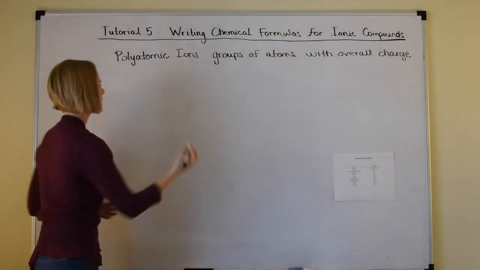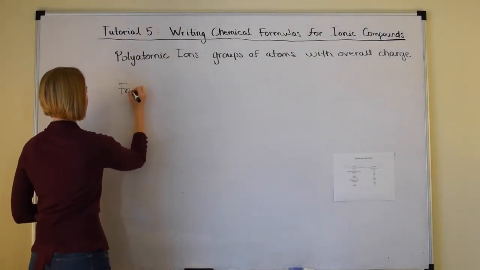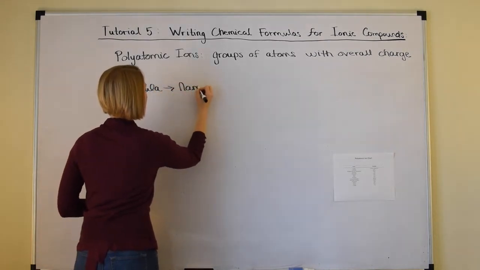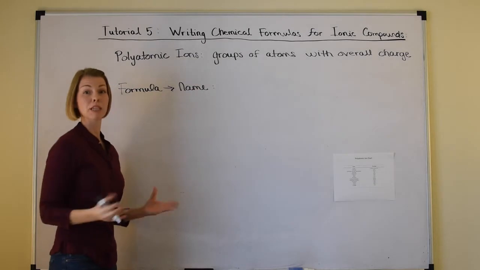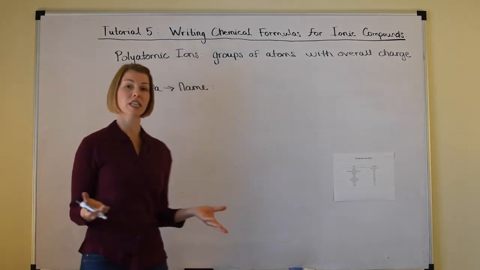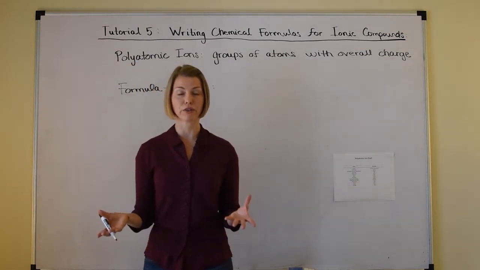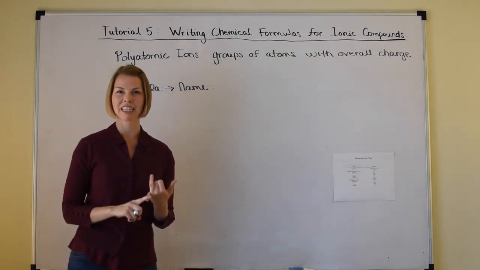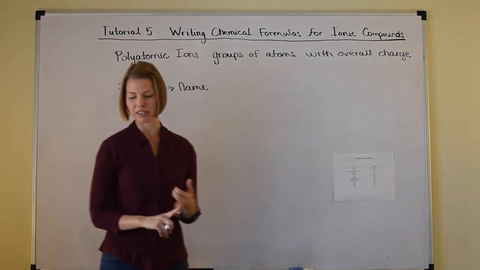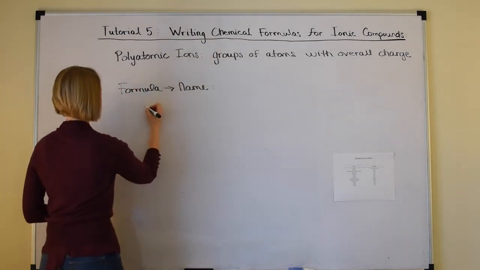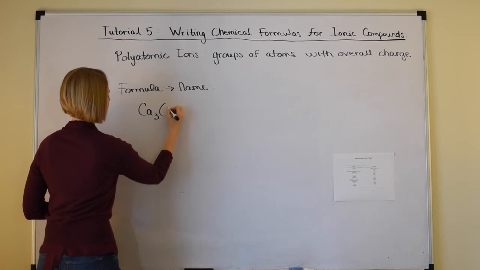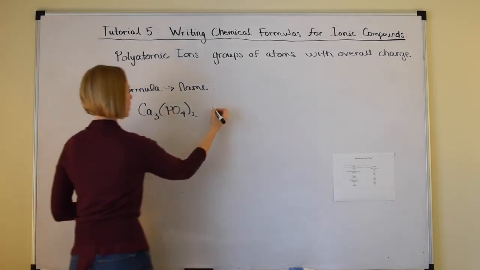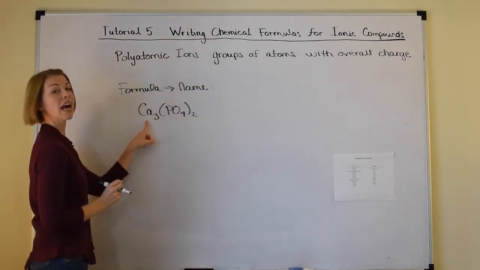So, naming. Going from a formula to a name for an ionic compound that contains a polyatomic ion. Well, the good news is it's really the same method that you used before we got to polyatomic ions. You're just going to name the cation and name the anion. Okay, so let's do the example in the notes. Got the formula, looks like this.